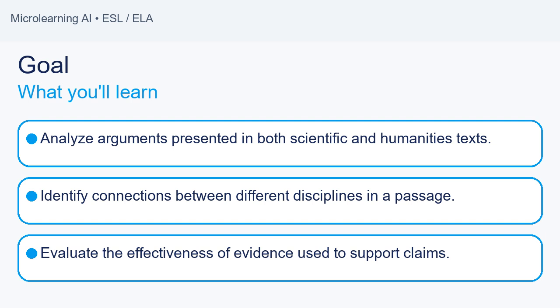Goals for this lesson. Analyze arguments presented in both scientific and humanities texts. Identify connections between different disciplines in a passage. Evaluate the effectiveness of evidence used to support claims.